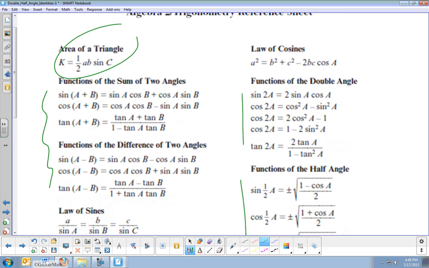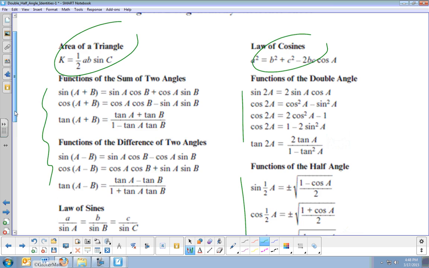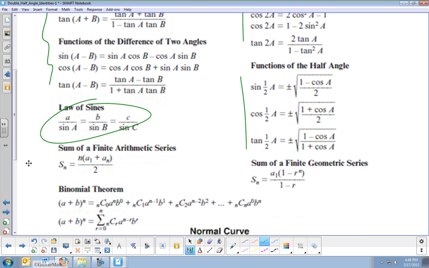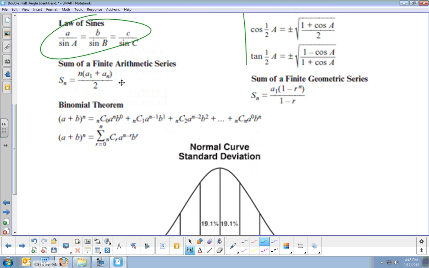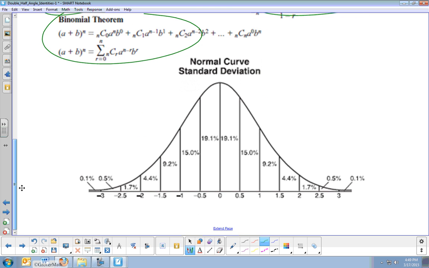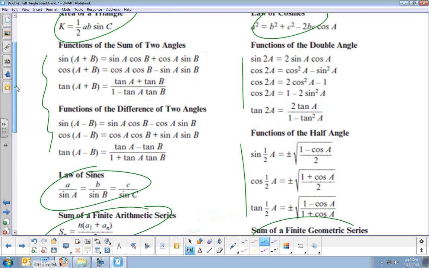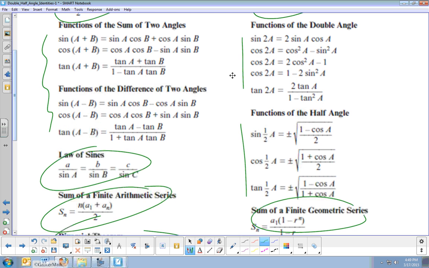The area of a triangle, law of cosines, law of sines, that's in the next chapter. And then series, these two things about arithmetic and geometric series, that's in the chapter after that. And then there's this weird looking curve thing down here. That's part of our statistics chapter. So all of this we have yet to cover. We're just now starting with our first thing on our reference sheet.